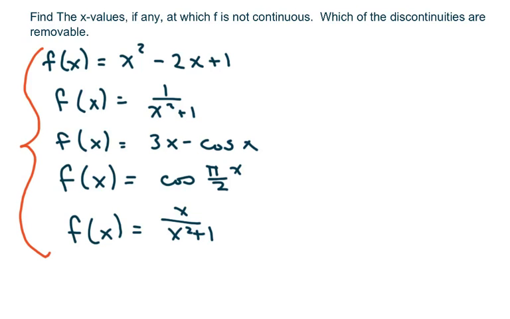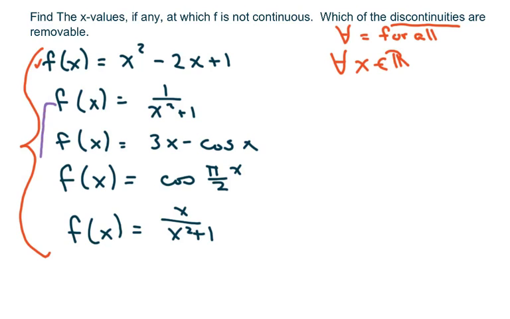Now all of these are continuous for all real numbers. This upside down A means for all, so for all x that are real numbers. And when you're looking at this, the first one is just a quadratic. It's smooth. There's no holes, which is what we're calling discontinuities in calculus. The rationals are the ones you have to worry about.